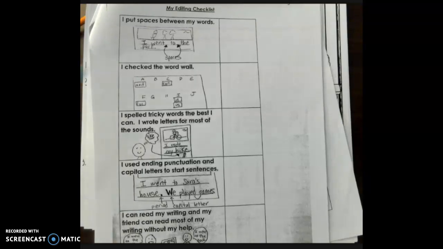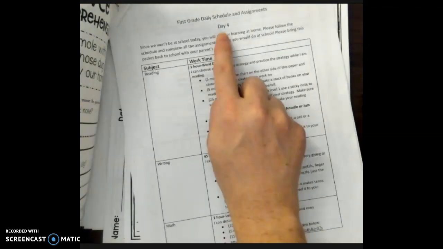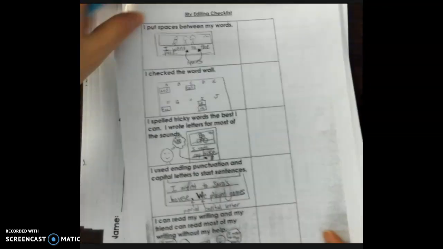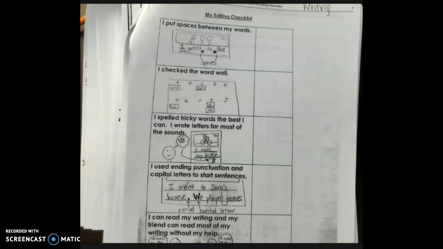I wanted to go over the writing editing checklist with you, as this is what you should be doing every time you are writing. And I don't think it's in every single packet. It is definitely in day 4's packet. But it was on today's message that was sent out to your parents as well. So you can take a look there as well.